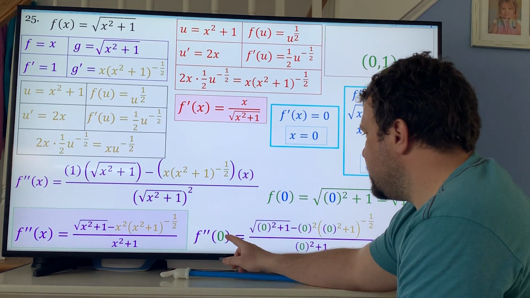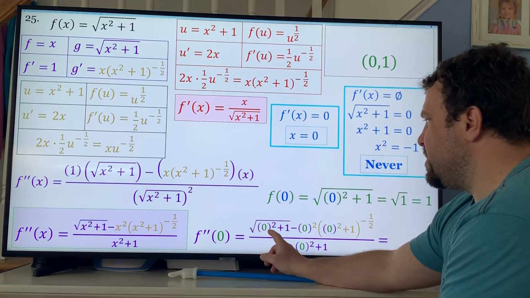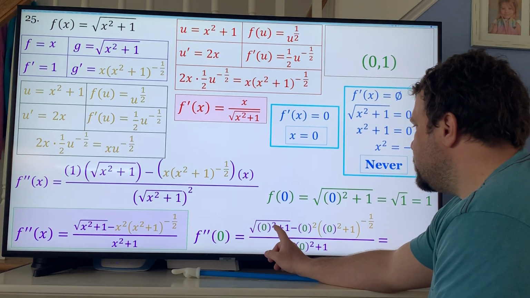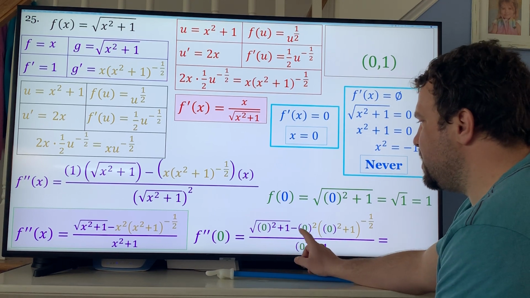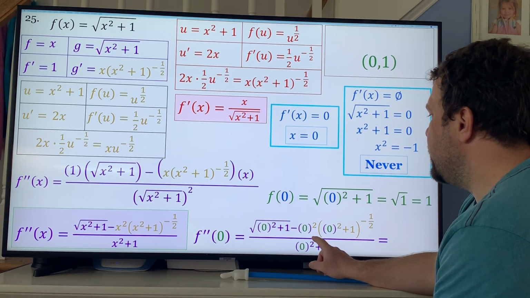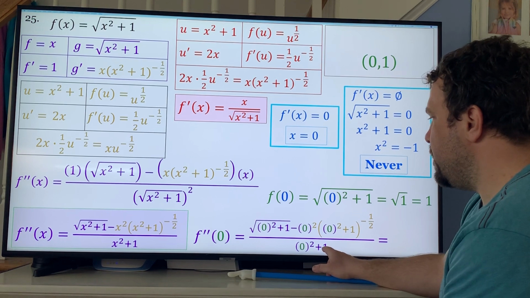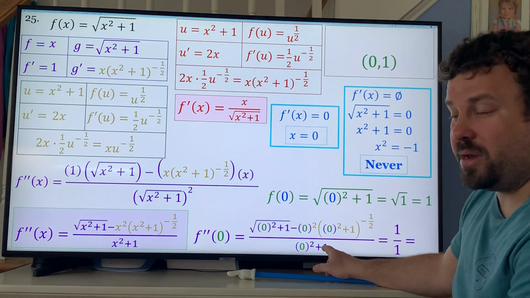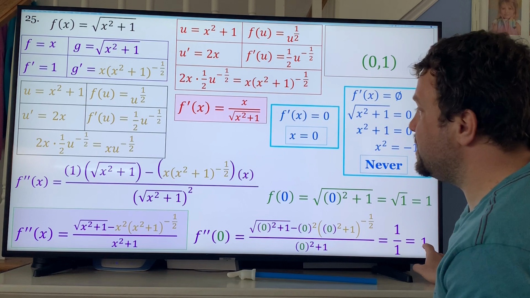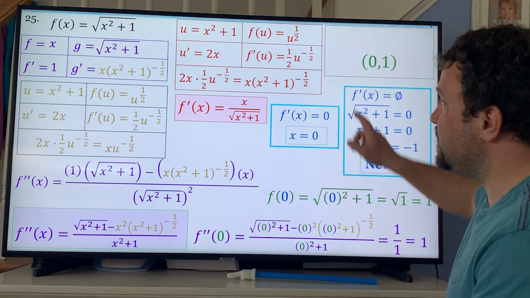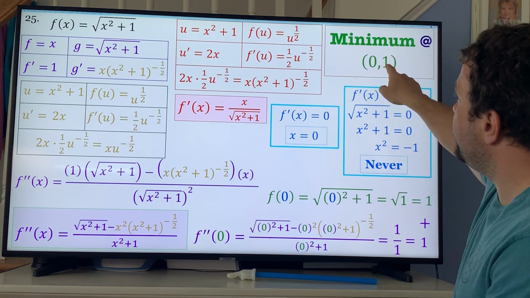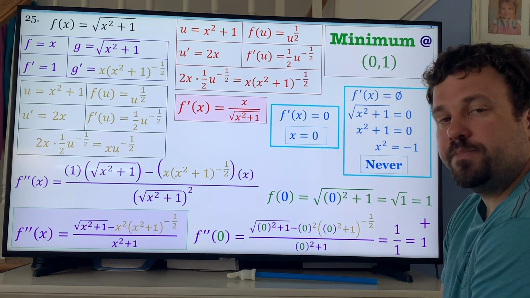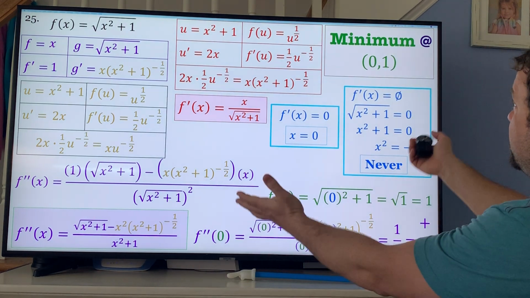So if I plug a 0 in here, this looks crazy, but it's really not. You get the square root of 1, which is 1. So it's 1 minus, well, this is 0 times this stuff, so that's 0. So it's 1 divided by 1. Your answer is actually just 1. 1 is a positive number. Positive numbers mean concave up. Concave up means you have a minimum at 0, 1. So all that just to find that.